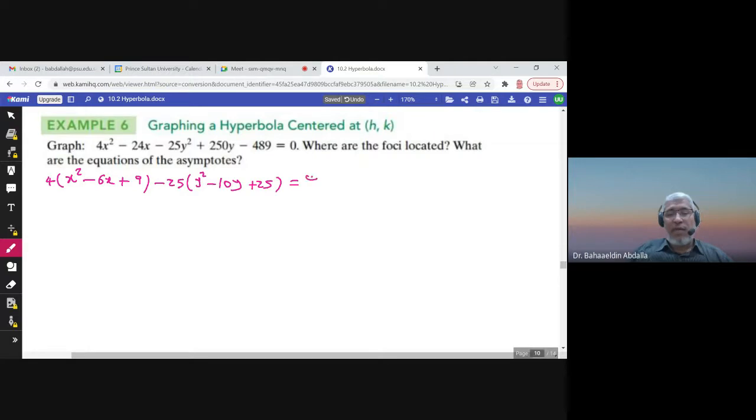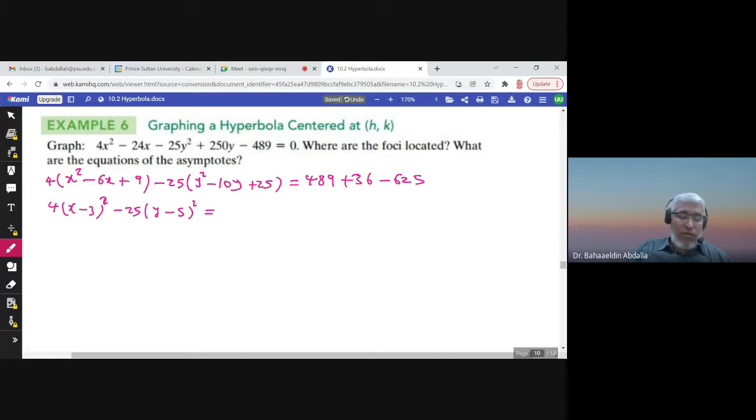Now 489, I'll take it to the other side. And I add it to the left-hand side, 4 times 9, which is 36. So I add the same number to the right-hand side. And here, negative 25 times 25. 25 times 25 is 625. So negative 625. So I have 4 times (x minus 3) squared minus 25 times (y minus 5) squared equals.